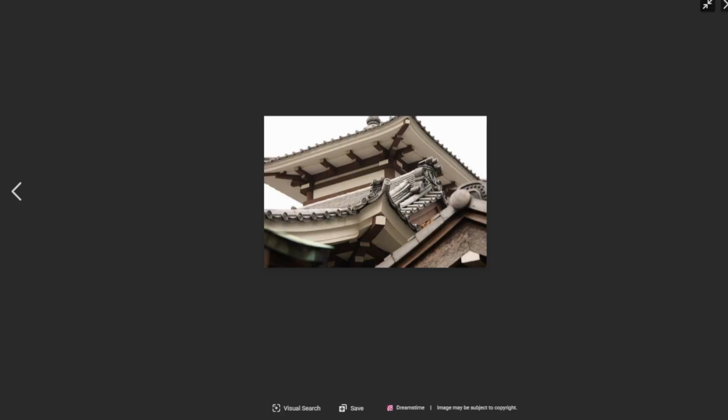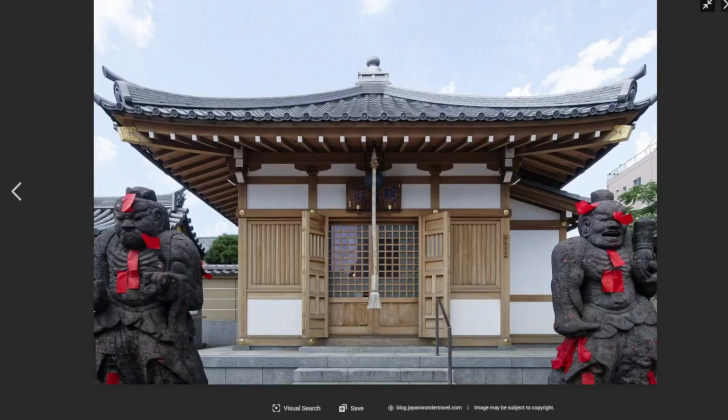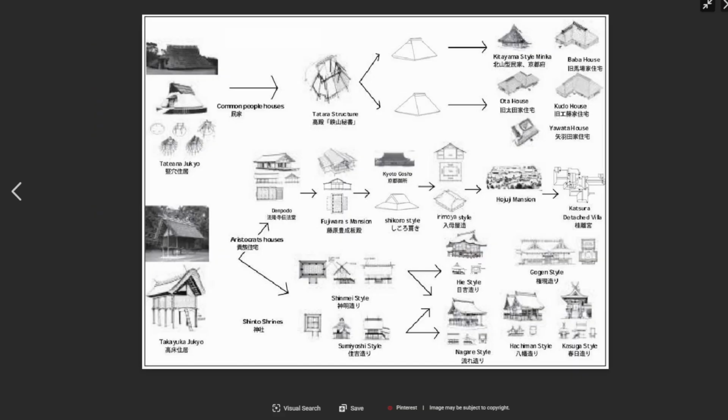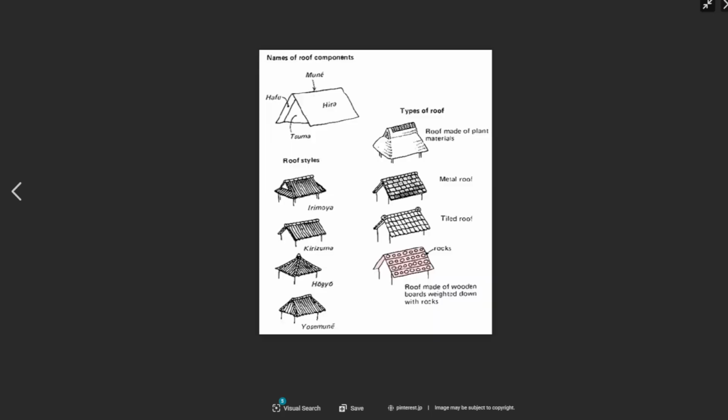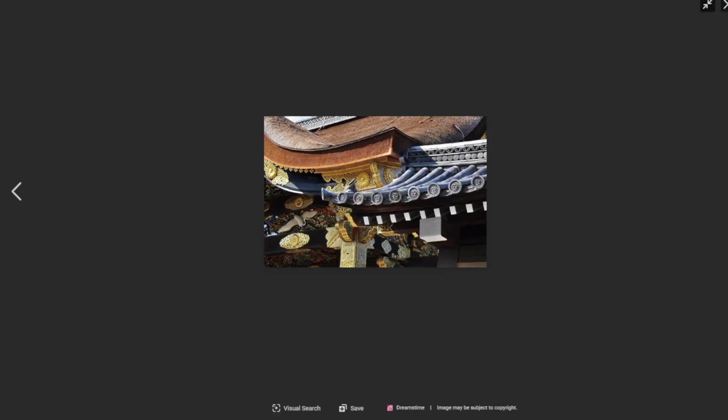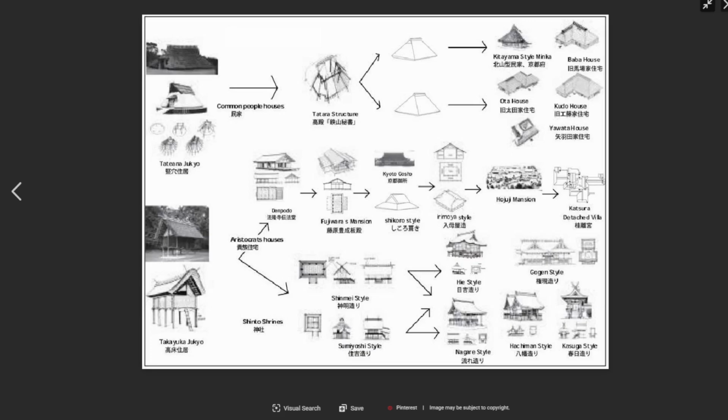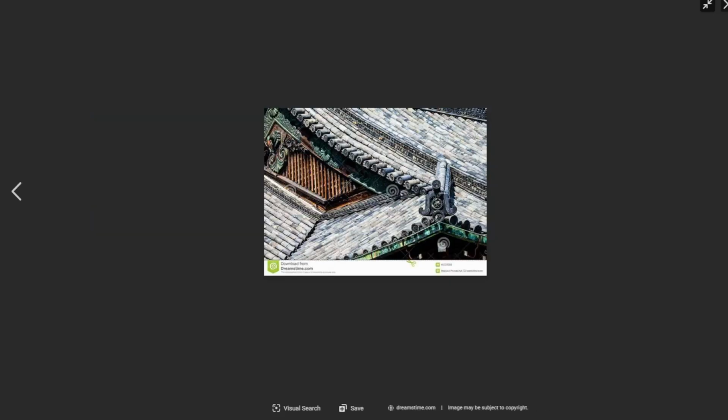Here are some of the dominant roof forms in Japanese architecture. The first one, the gable roof, Kirizuma-zukuri. The gable roof is perhaps the most common and recognizable roof style in Japanese architecture.